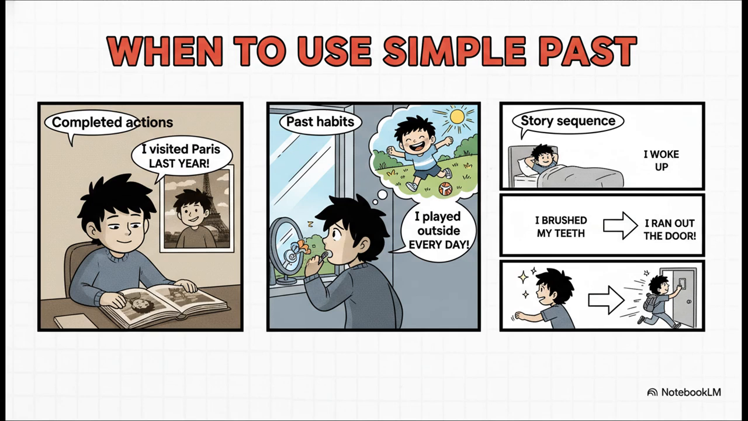We use the simple past for a few key reasons. First, for actions that are completely finished. They are over. For example, I visited Bali in 2023. Done. Second, for habits that you had in the past, like he played outside every day. And third, and maybe the most important, for telling a story step by step.